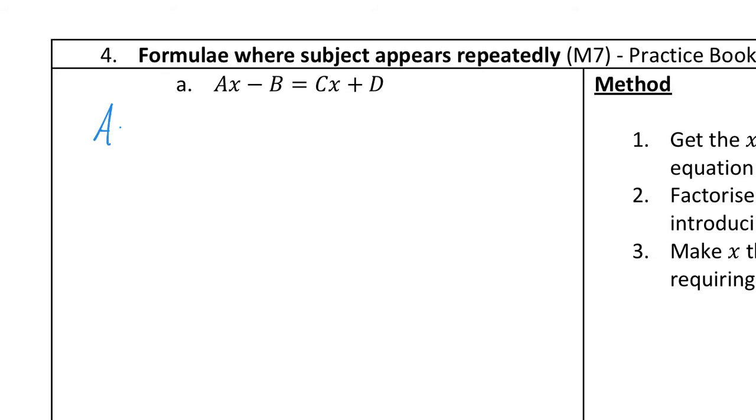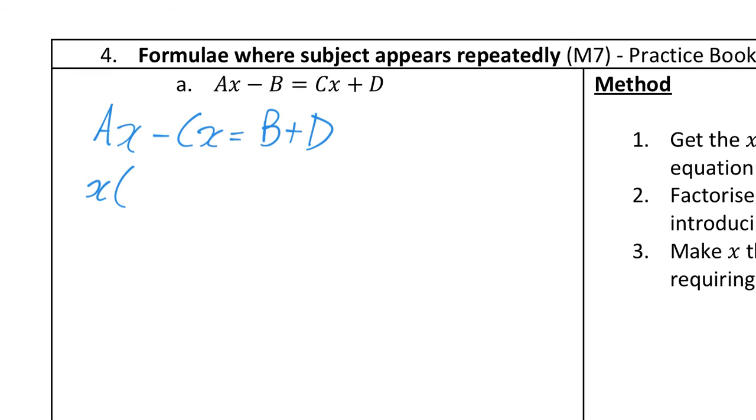So I'm going to pick a side, I'm going to pick the left hand side. So I'm going to leave my x where it is, and my cx will come across, will become minus cx. That means my minus d goes across and will become positive d, minus b goes across will become positive b. And then what we need to do here is try and isolate the x, so try and get the x on its own. So we're going to do that by factorising.